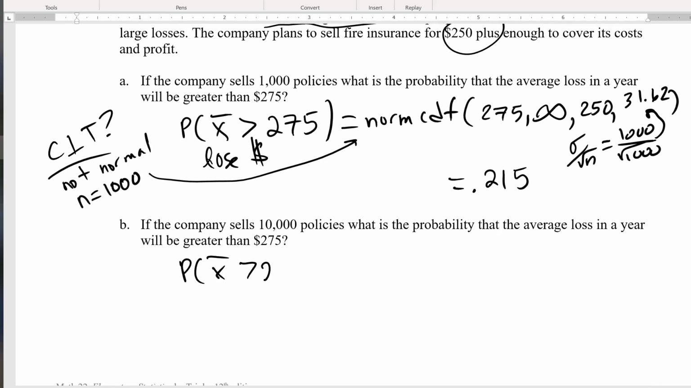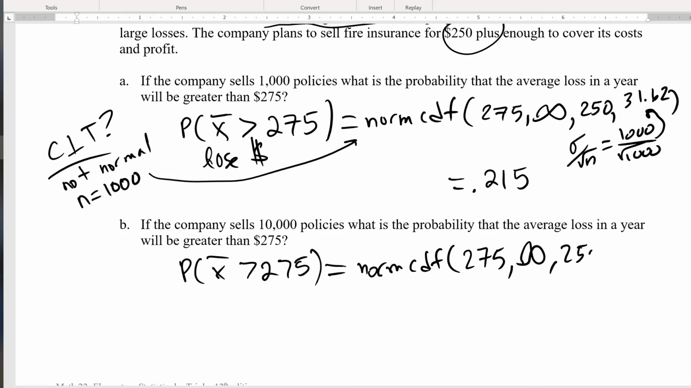I want you all to go out and sell. Sorry, I'm not raising the price to $275. I want you to sell 10,000 policies instead of 1,000 policies. Let's double down on this effort 10 times, right? So what's going to happen here is norm CDF, same price, $275. Infinity, 250 still the mean.